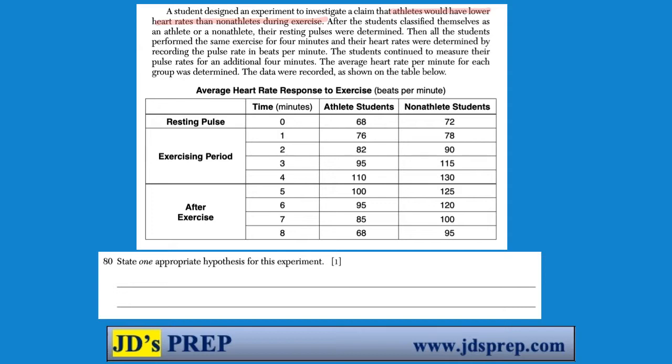So first we're asked to state one appropriate hypothesis for this experiment. So an appropriate hypothesis is that if athletes perform the same physical activity as a non-athlete, they would have a lower heart rate during that exercise, or something along those lines.